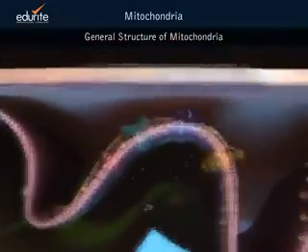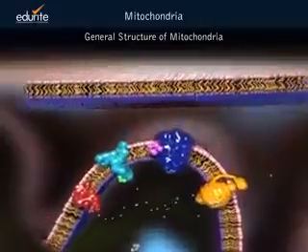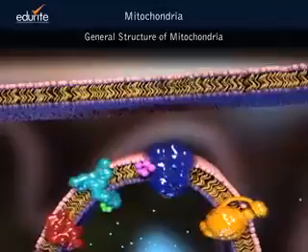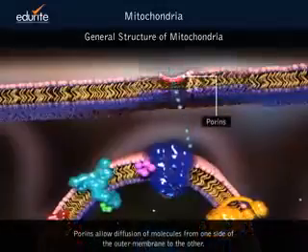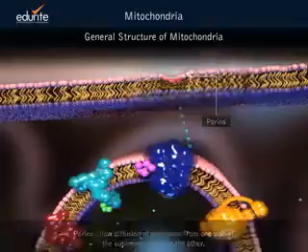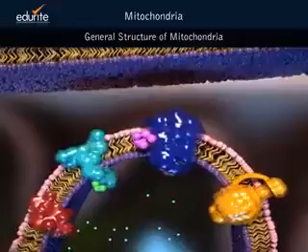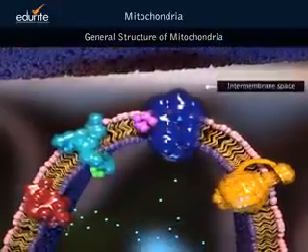The membrane is composed of phospholipid bilayer and proteins. The outer membrane contains a large number of proteins called porins, which allow diffusion of molecules from one side of the membrane to the other. The space between the outer membrane and the inner membrane is known as the intermembrane space.